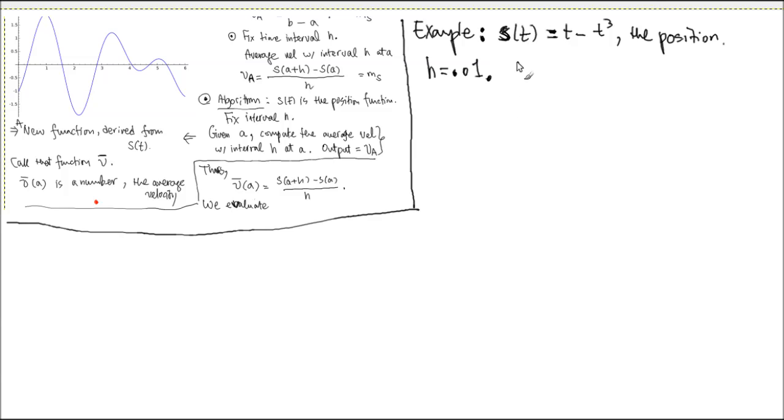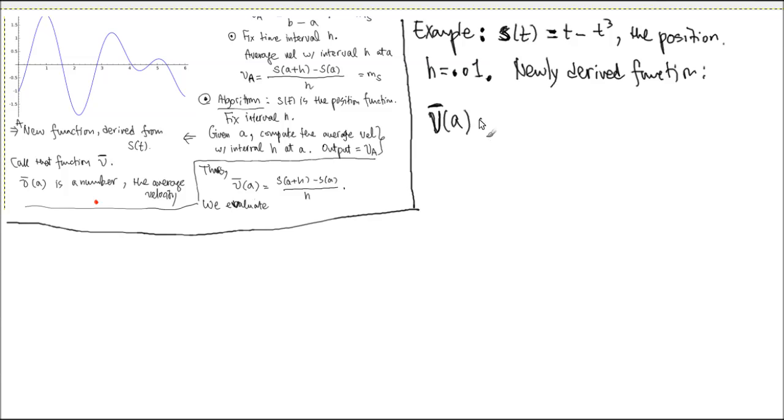And what was that newly derived function? Remember that? What was that called? V bar. V bar of t? Is that right? Or V bar of a. Let's write down the formula. V bar of a. Average velocity function with the interval h. That's what I called it. Nobody calls it like that. It's just for this class's purpose.